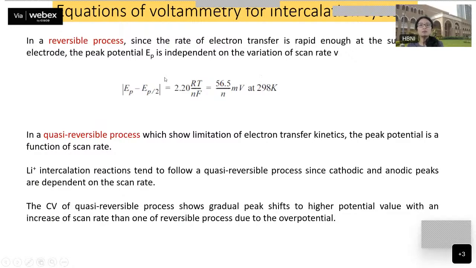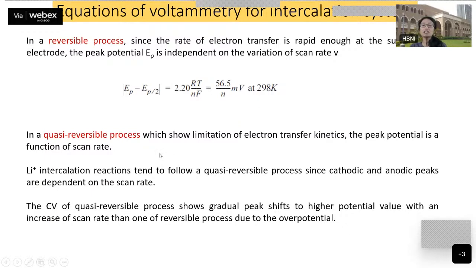Now, this is the equation of voltammetry for an intercalation reaction. The intercalation reaction is what is happening when you have a lithium-ion battery. In a reversible process, since the rate of electron transfer is rapid enough at the surface of the electrode, the peak potential is independent of the variation of the scan rate. So Ep minus Ep/2 is 56.5 millivolt at 298 K.